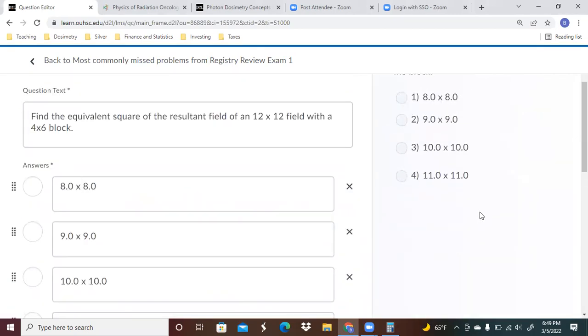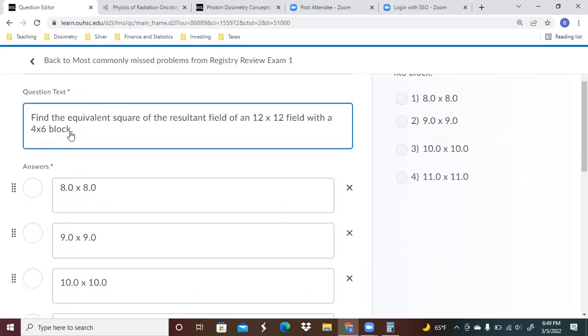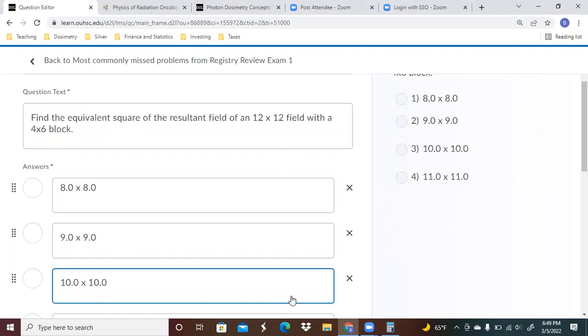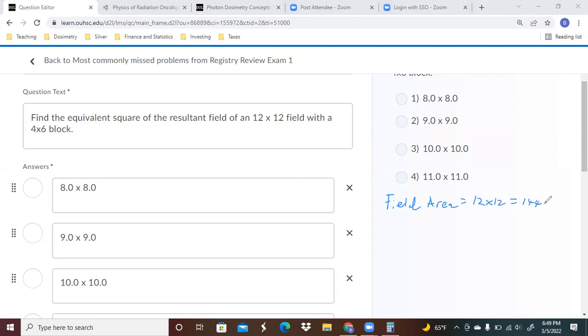All right. Find the equivalent square of a resultant field of a 12 by 12 field with a 4 by 6 block. This one I can understand might cause problems. It doesn't matter what the shape of this is or where it is. The field area is going to be equal to 12 by 12, which is 144. It doesn't give a unit here, so it doesn't really matter, but I'm going to say centimeters.